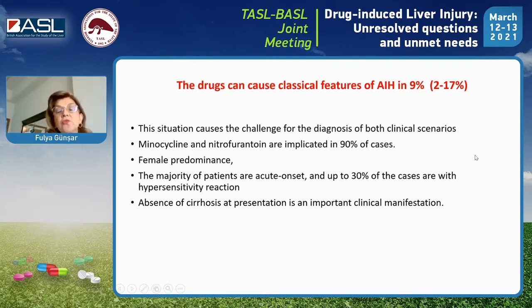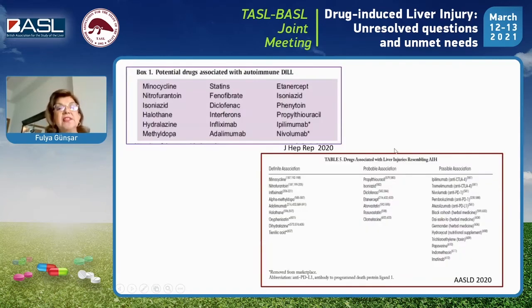Minocycline and nitrofurantoin are implicated in 90% of cases. There is female predominance, and the majority of patients have acute onset, and up to 30% of the cases are with hypersensitivity reaction, and absence of cirrhosis at presentation is an important clinical manifestation.